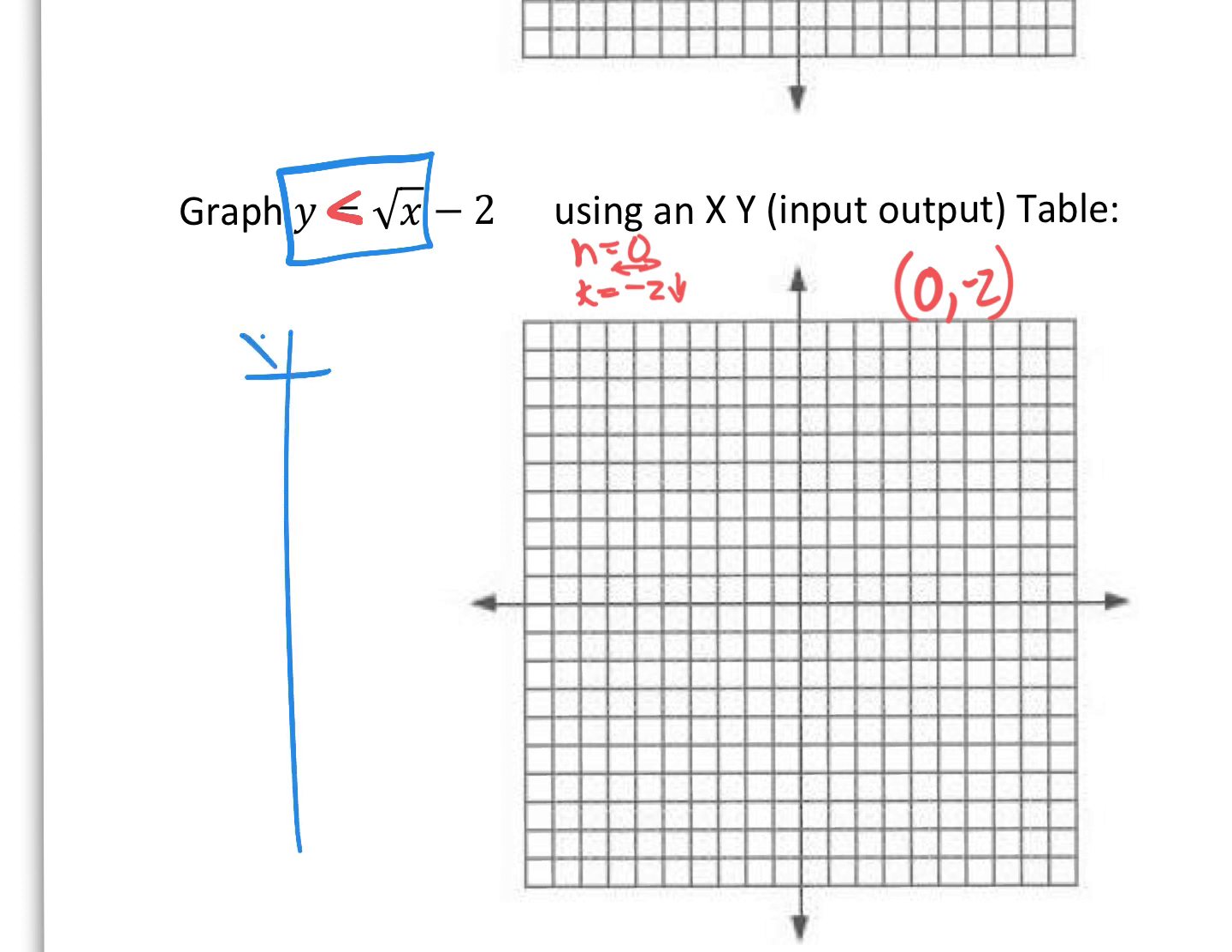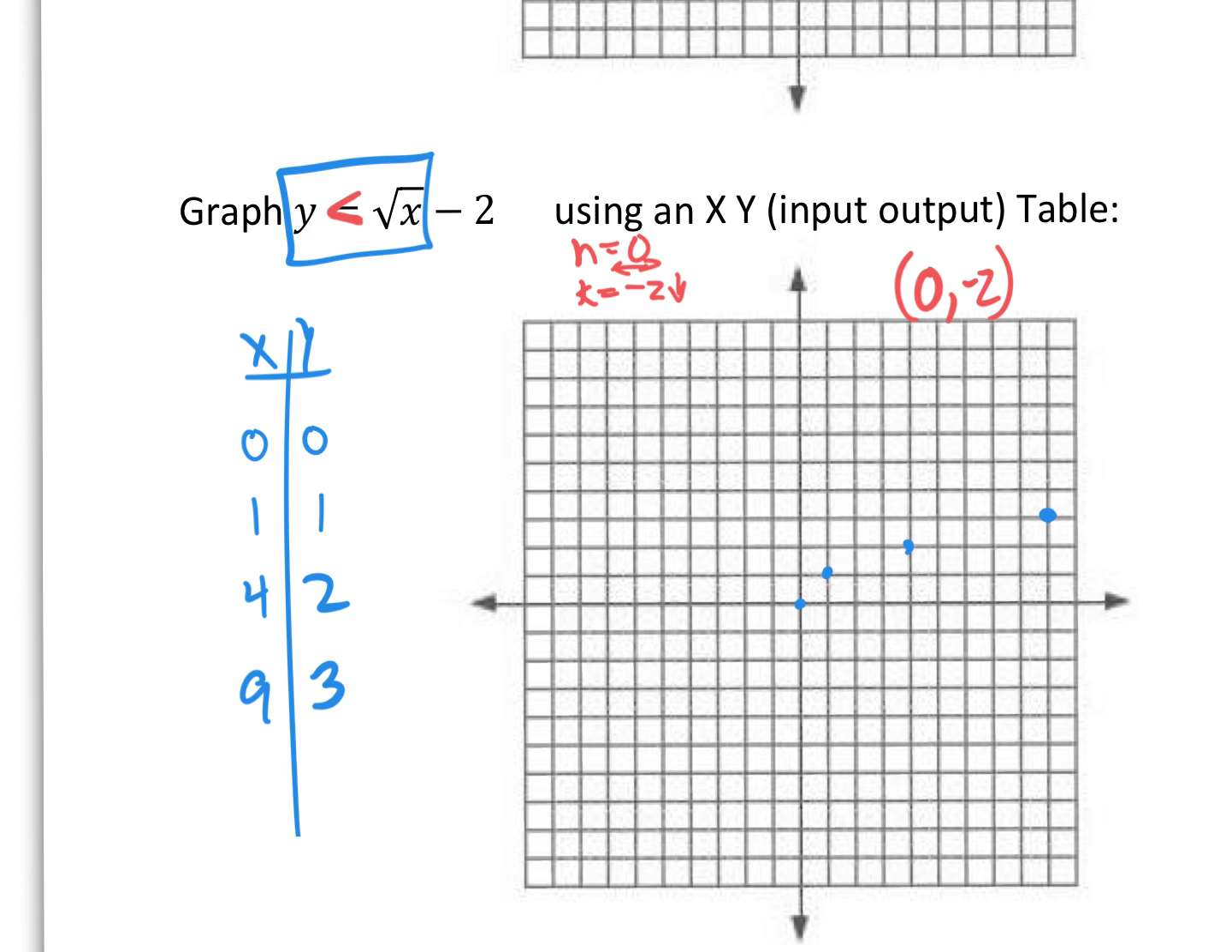You go to an input-output table, and you think of nice input values that will work with the square root. Like, for example, the square root of 0 is 0. The square root of 1 is 1. The square root of 4 is 2. And the square root of 9 is 3. So from there, you would plot the points (0, 0), (1, 1), (4, 2), and (9, 3). And then you shift all those coordinates 2 units down because the k value is -2.